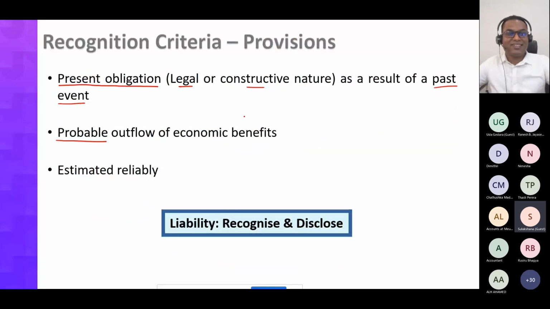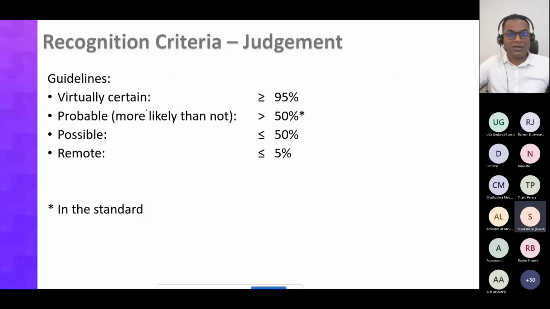The answer is no. Then the third condition is that the amount can be estimated reliably. The rupee value can be estimated reliably. If these three conditions are satisfied, you recognize the liability and make the necessary disclosures. You recognize the particular provision and make certain disclosures. So these are the guidelines in very brief.